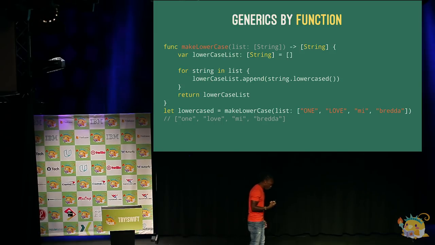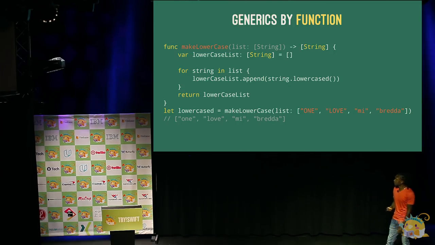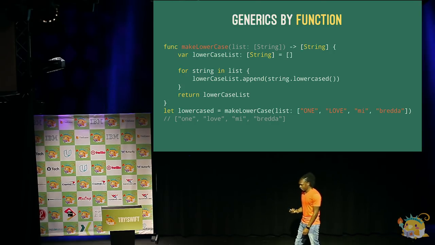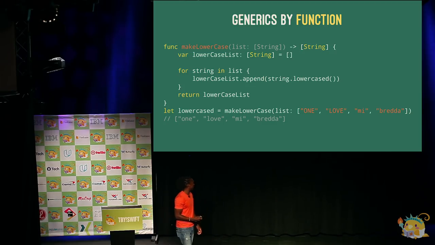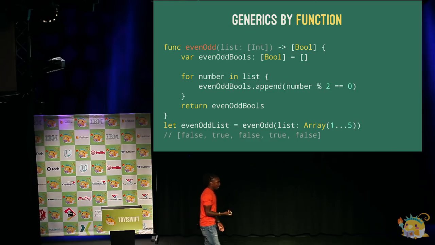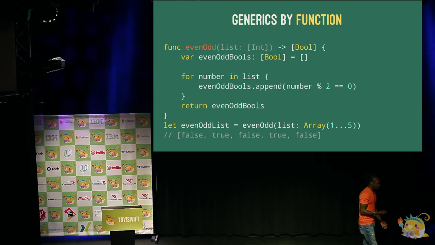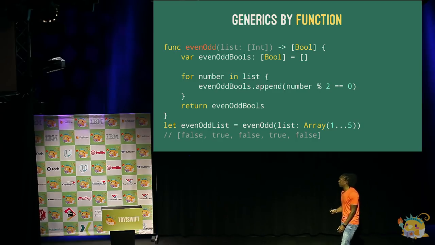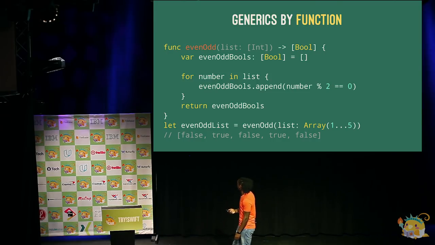Say you had a list of strings that you wanted to transform to lowercase. You may write something like this. You start with an empty list, and you loop through the elements that were provided, transforming each to lowercase and appending the result to the empty list you started with. And when you're done, you return the transformed elements. And say you need to transform a list of numbers to their even odd Boolean representation. You may write something like this. Again, you start with an empty list, you loop through the elements provided, transforming each element to their even odd Boolean representation and appending that to the list. And when you're done, you just return the list of transformed elements.